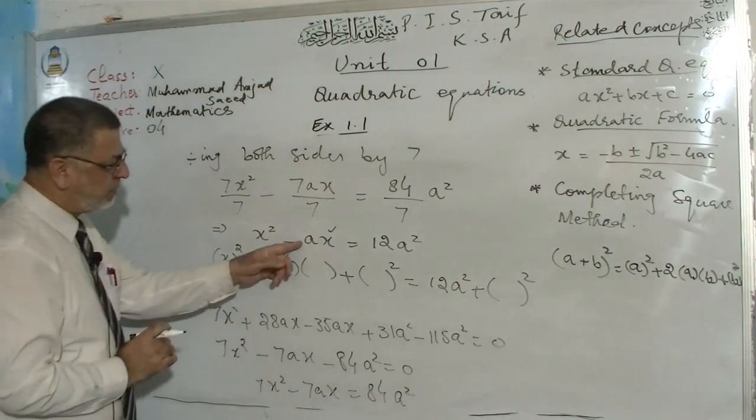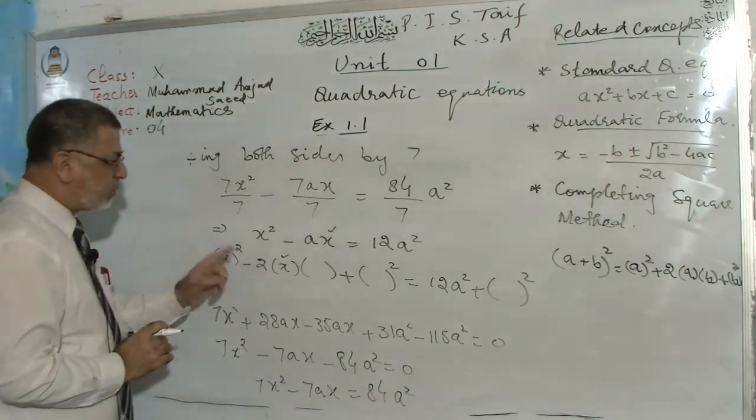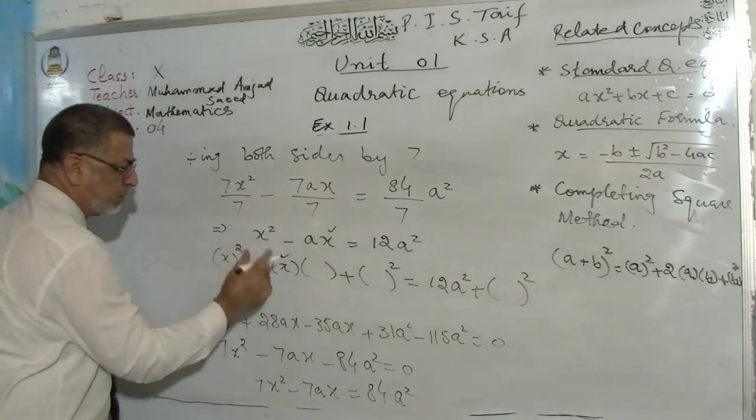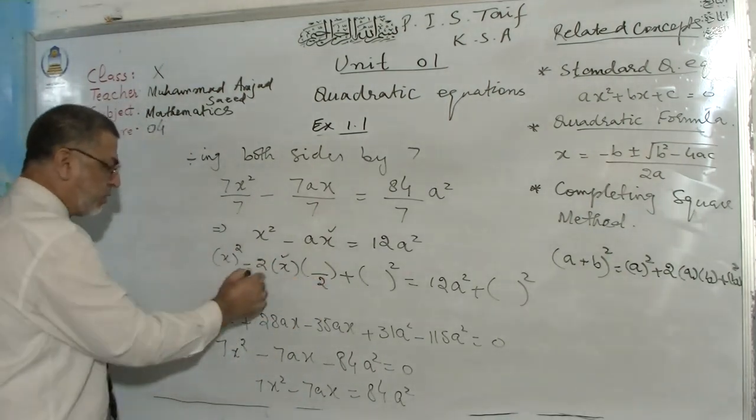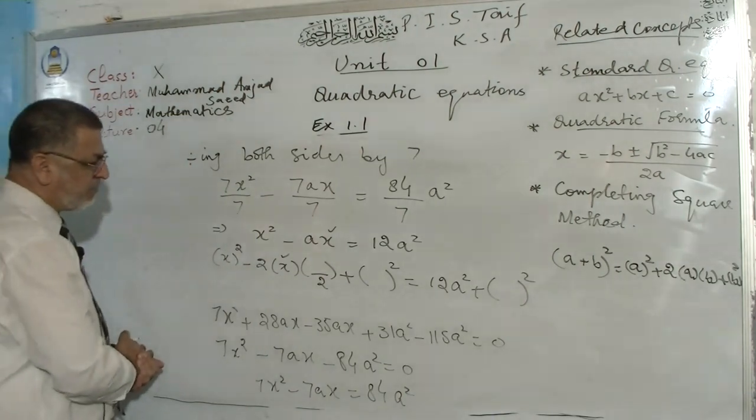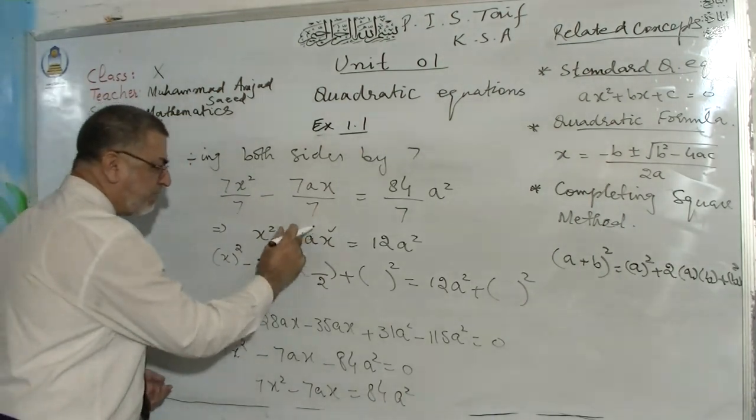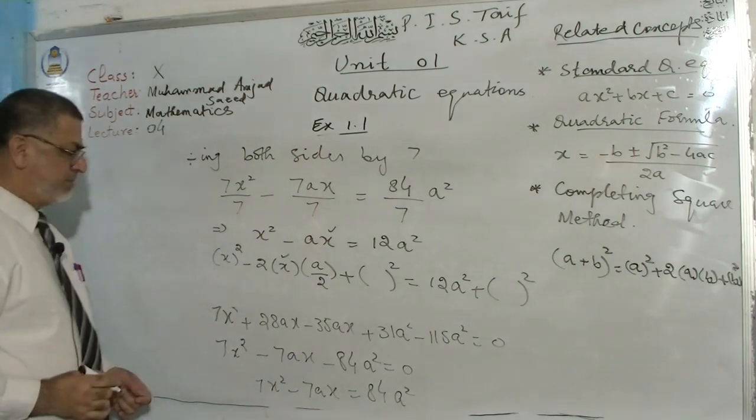You have 2, but 2 is extra. You don't need the 2 here. So reverse the process. Divide it so that the 2 cancels out. And what is left? This is what is left. So put your a here.